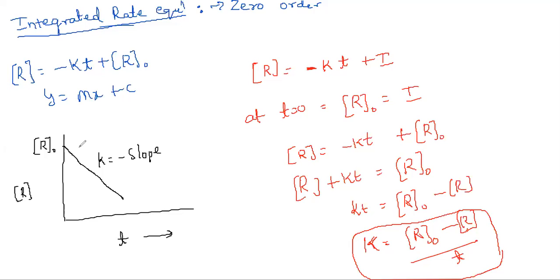So here, for a zero order reaction, in the integrated rate equation, the graph plot of R versus T is a straight line with the slope minus K. It is written as K is equal to minus slope. Either of the ways is fine, not a problem.